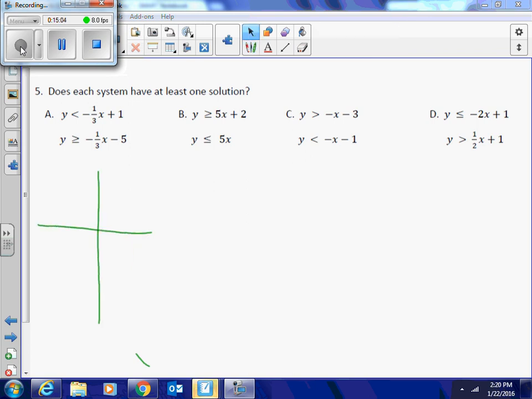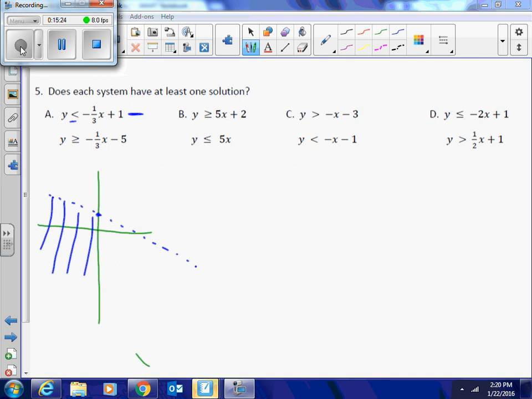Let's call the first line here my blue line. I've got a y-intercept of 1. My slope is a negative 1/3. It better look downhill and not too steep. So let's say that that is my blue line. It says that y is less than, which tells me I'm shading below.